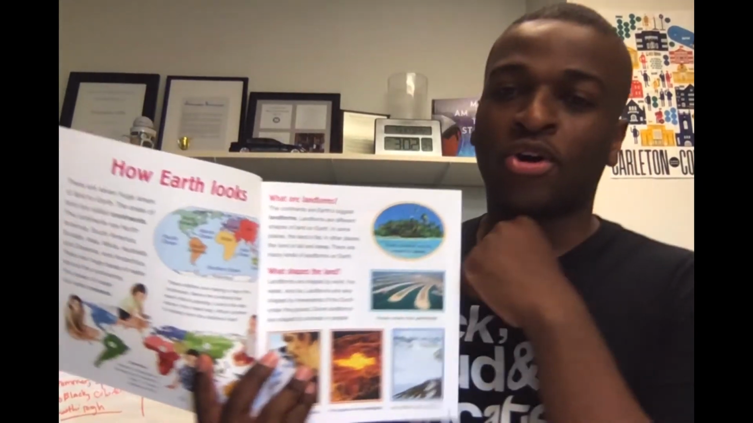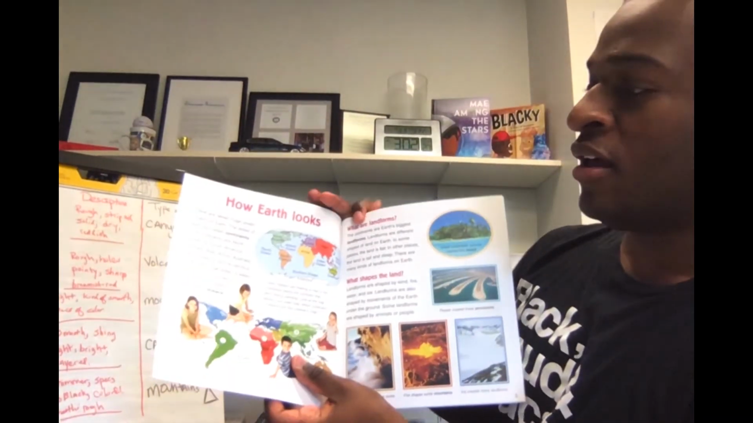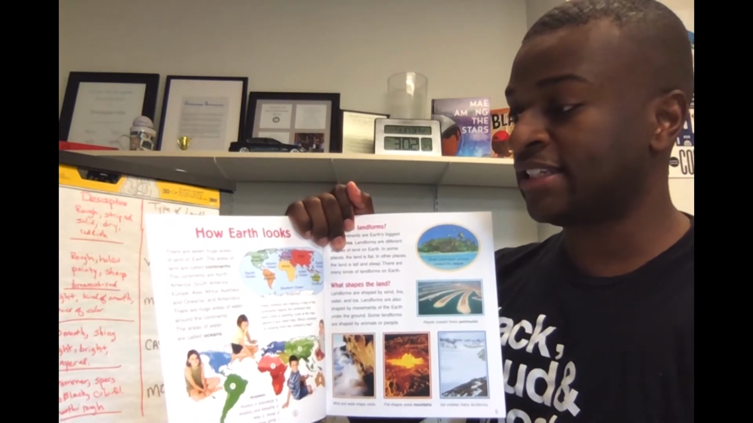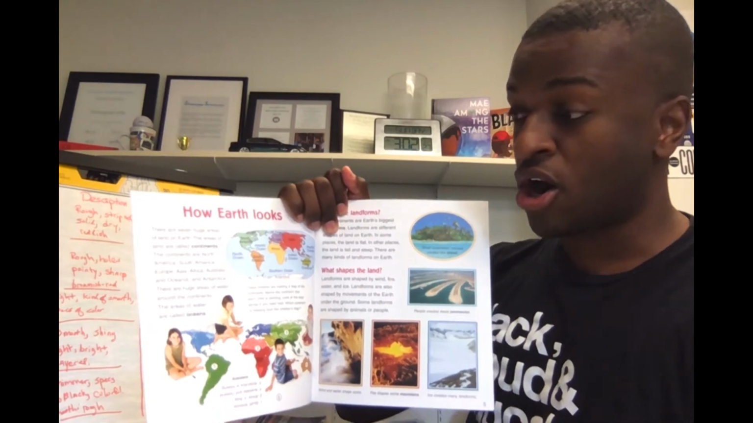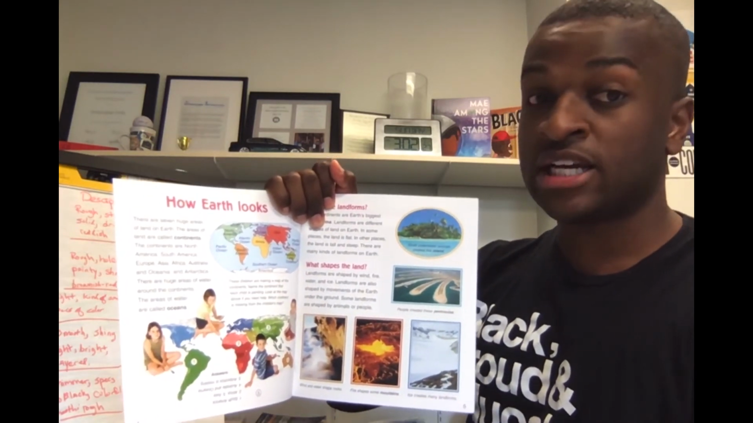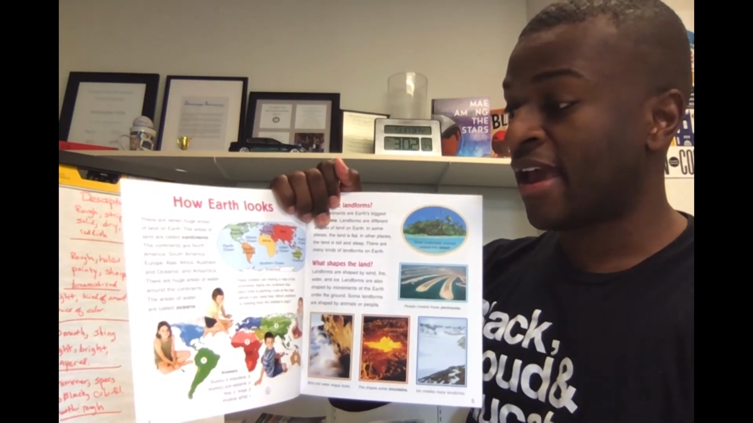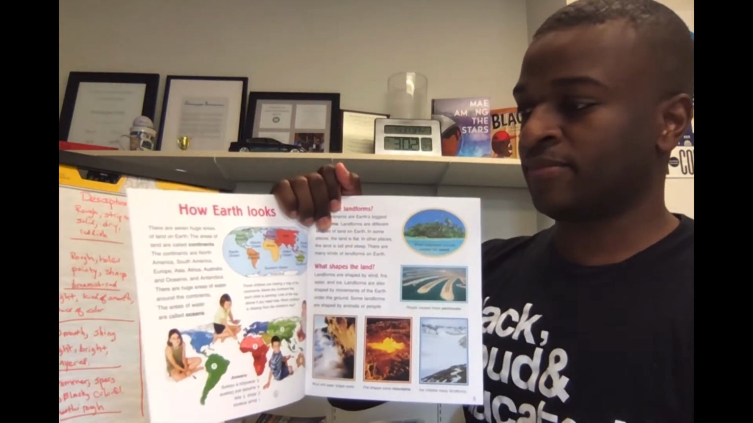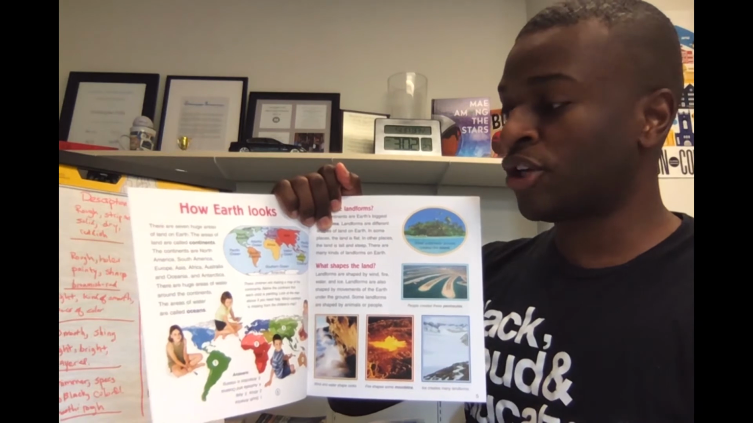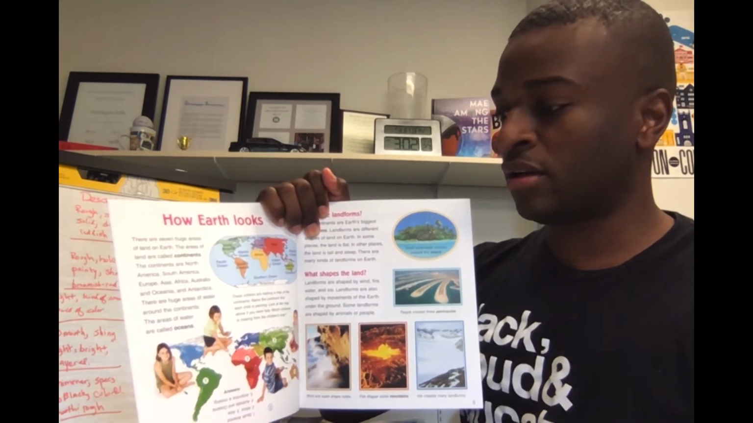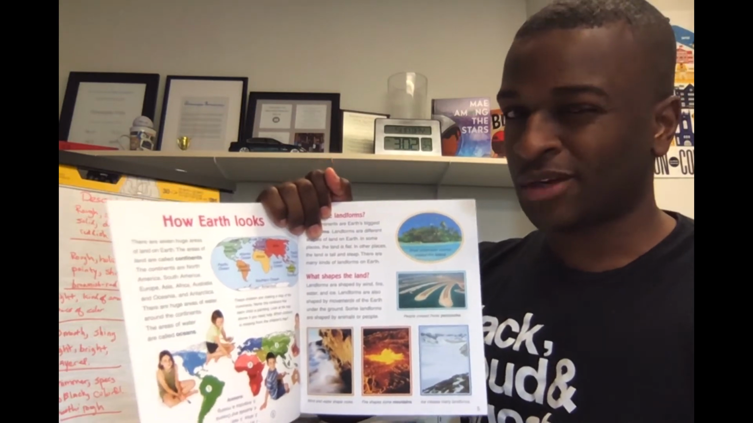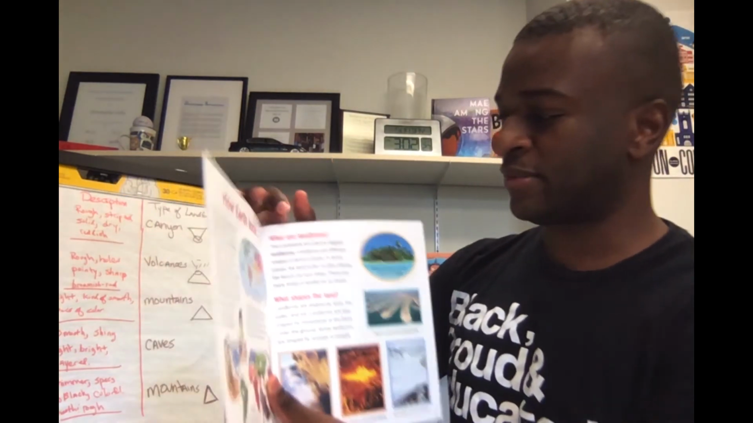It says, How Earth Looks. There are 7 huge areas of land on Earth. The areas of land are called continents. The continents are North America, South America, Europe, Asia, Africa, Australia, and Oceania and Antarctica. There are huge areas of water around the continents. The areas of water are called oceans. We knew that. Let's jump to this part.